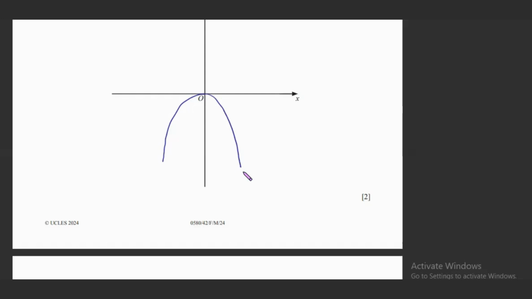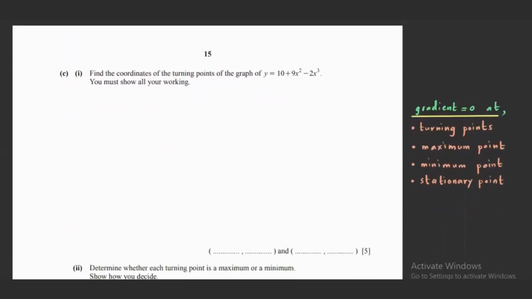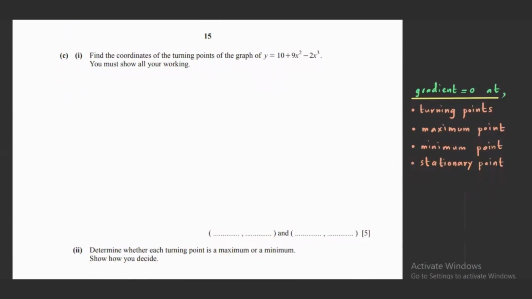Then the next one, let's see what we have, which is question C. Find the coordinates of the turning points of the graph of y is equal to 10 plus 9x squared minus 2x cubed. You must show all your workings. Now here, there are some key points that we need to understand, that is this term, turning points.